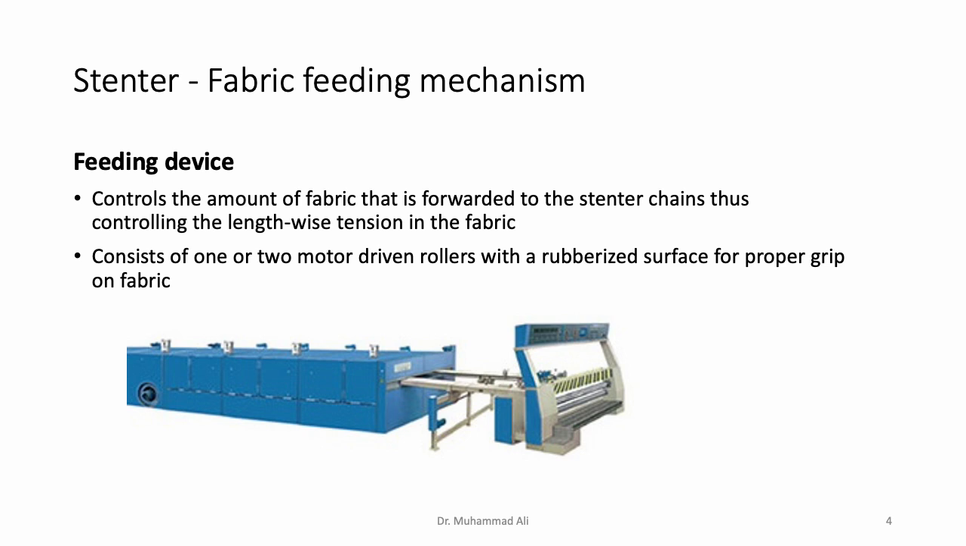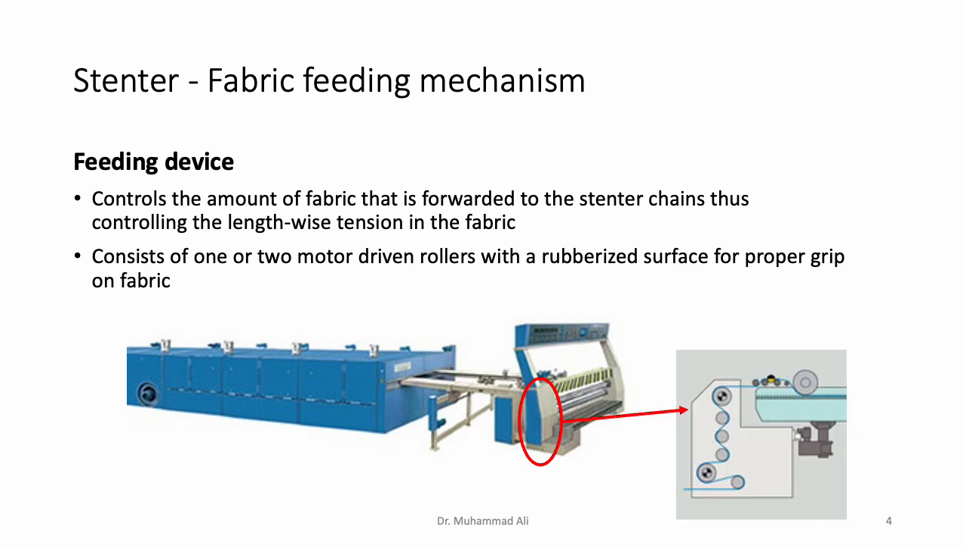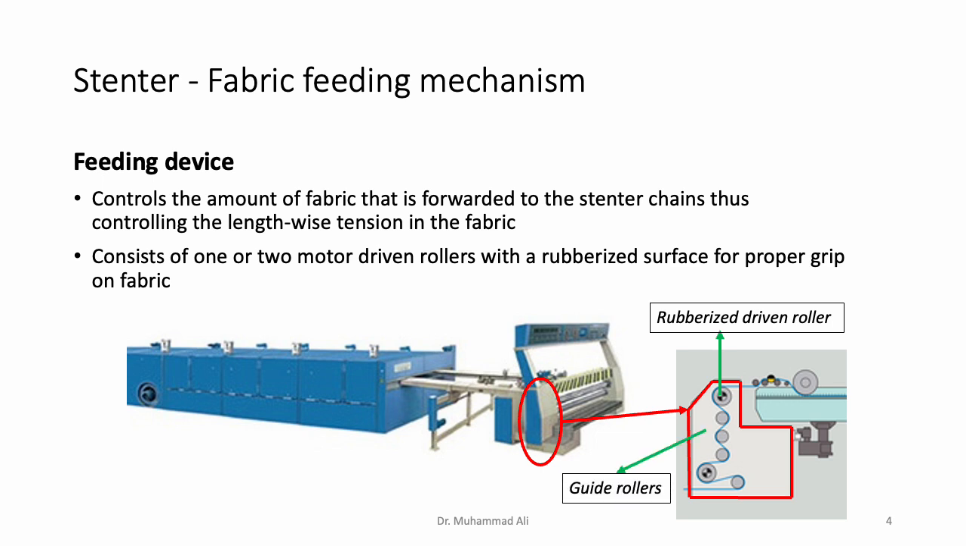So if you look at the entry section of a Stenter frame, this part over here that you can see is the fabric feeding device. And if you look at the internal structure of this, this box is the feeding device, and the rest of it is a separate device which we will talk about in a while. And the two rollers that you see with their shafts marked in black and white are the rubberized driven rollers. These rollers precisely control the amount of fabric that is forwarded to the subsequent sections of the machine. And then the other rollers that you see here, the unmarked ones, are the simple guide rollers as you would expect in any open width continuous processing machine.